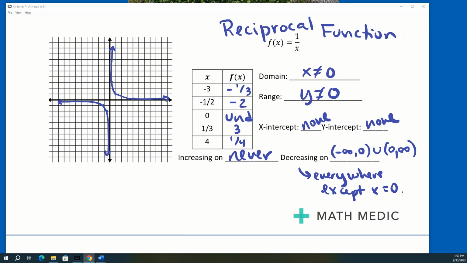All right. So keep this library of parent functions close by. Like, you'll want it tomorrow. We'll use it to answer questions about these functions.